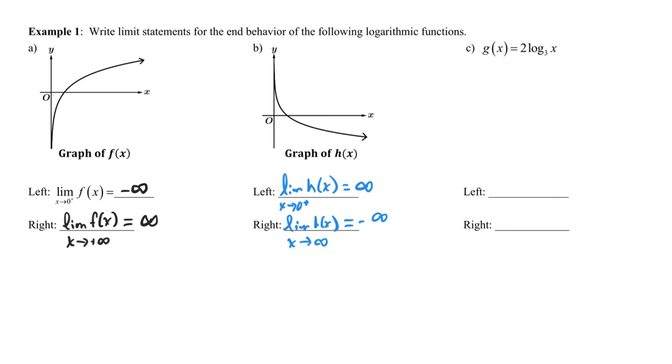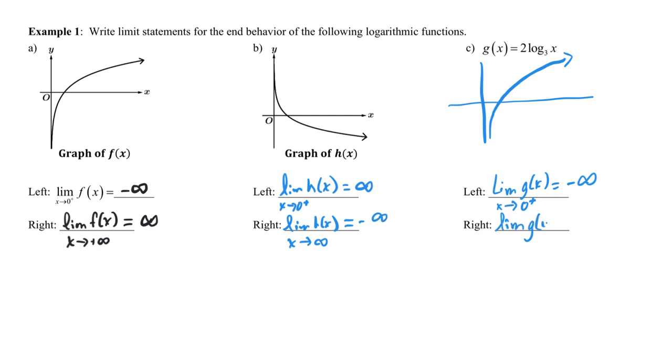C is in equation form. I'm going to be honest, I would probably just go ahead and graph it. Since our a is positive, it's going to look like this. Okay, so I get the same idea as a here. So I would have limit of g of x as x approaches 0 from the right. We are going down, so negative infinity, and then limit of g of x as x approaches positive infinity, I'm going up to positive infinity. And that's how you do those.